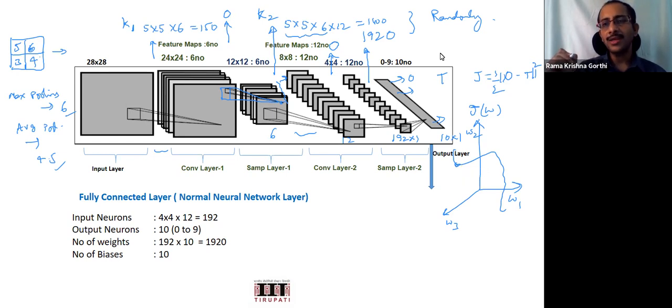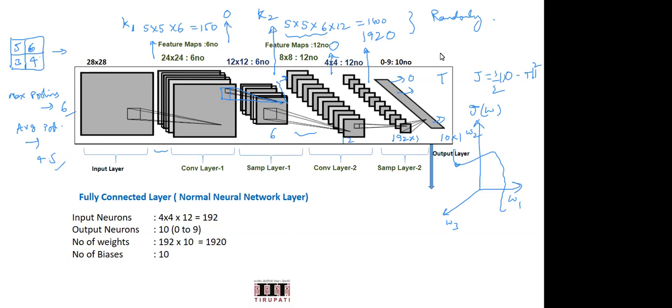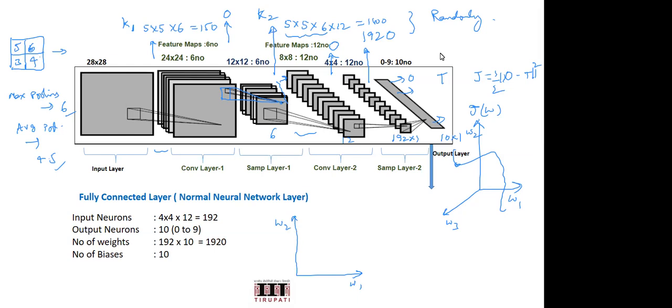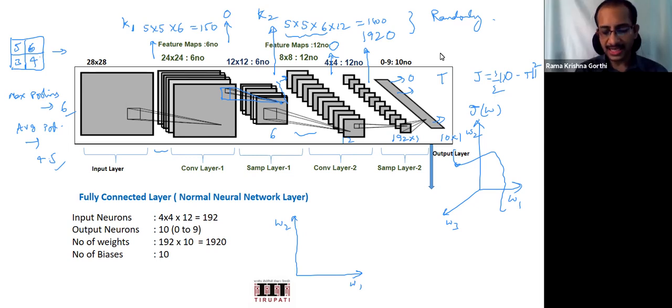Why am I trying to look at the minima? Any quick answer? Actually, we are minimizing the loss. We are minimizing the loss function. Correct. So why are we minimizing the loss?